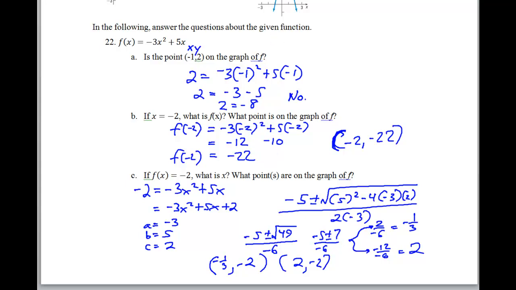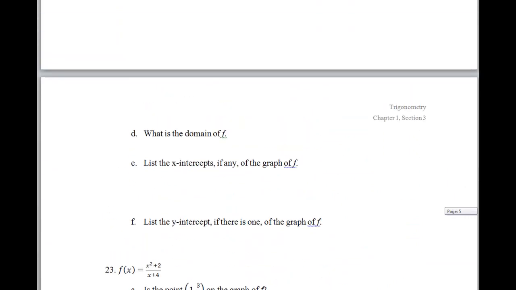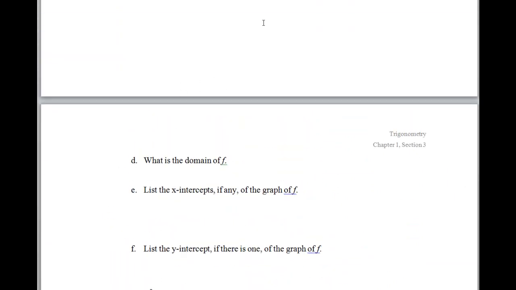Okay, now we're going to move to the back page, and on this back page I will write the equation here in this space up here, so you don't have to flip back and forth to try to remember what I was talking about. So again, the equation is f of x is equal to negative 3x squared plus 5x. What is the domain of this function?